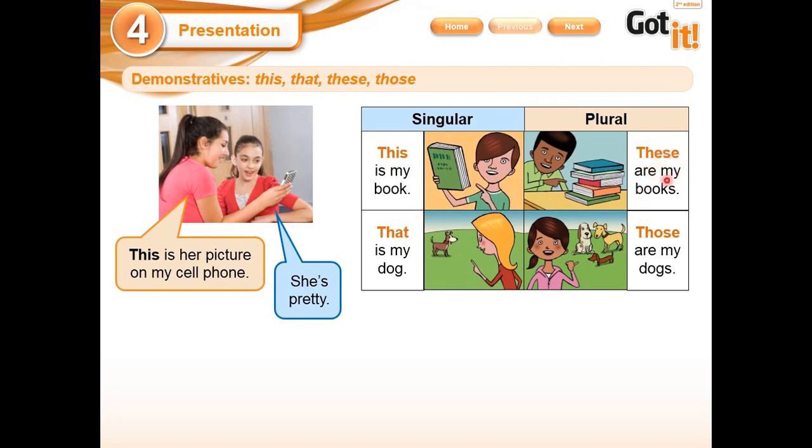And here it is the opposite, right? These are my books. Those are my dogs. You see? When the noun that you are talking about in plural is very near to you, you have to say these. But when the nouns that you are talking about are really far, you must use those. Si el sustantivo que estás hablando en plural está cerca tuyo, debes decir these. Pero si los sustantivos están muy lejos en distancia, tienes que decir those. And now I think it's very easy to understand.